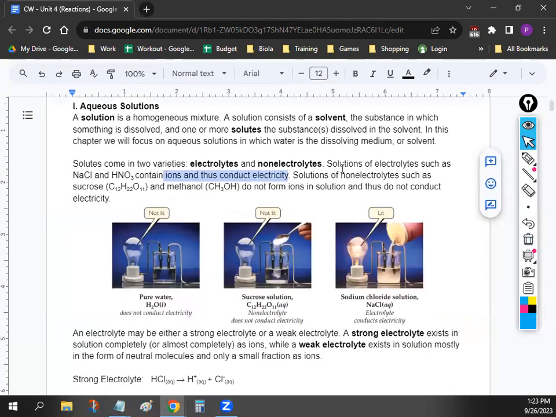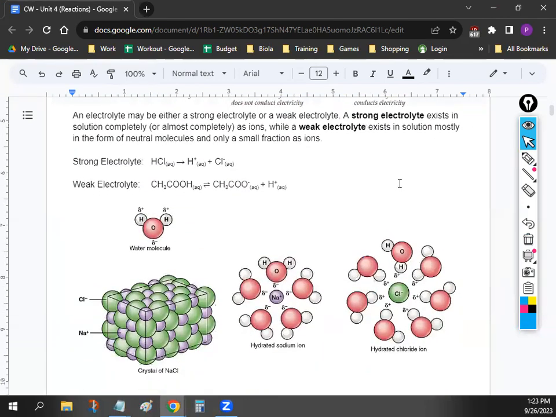Okay, let's move on. Now we're going to focus a lot on electrolytes today. And there are two types of electrolytes: strong electrolytes and weak electrolytes. Let's talk about strong first because strong is the easiest to work with. Strong electrolytes are compounds that, when you put them in water, have almost 100% dissociation. Basically almost every single molecule will break apart into its ions.